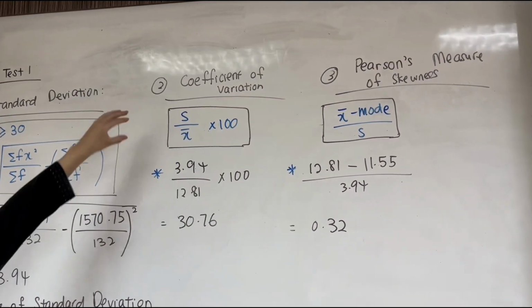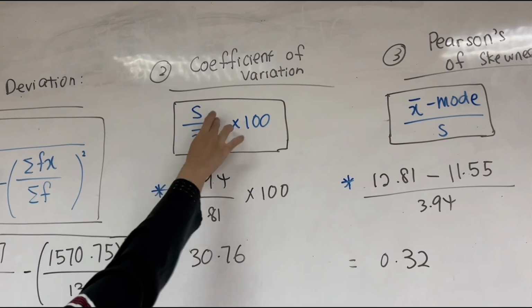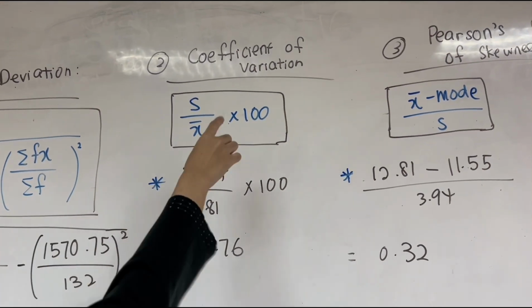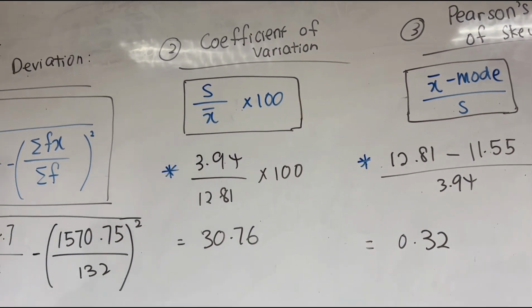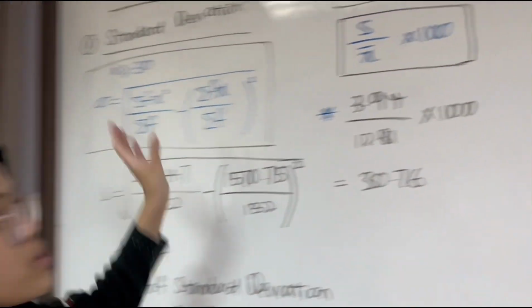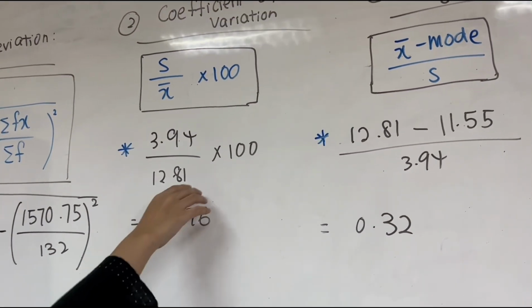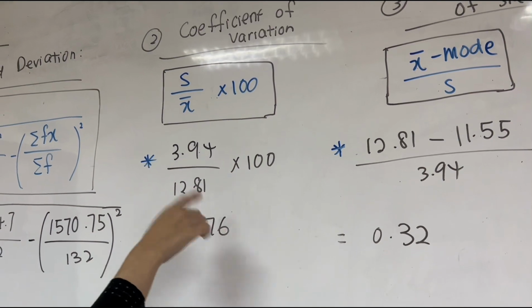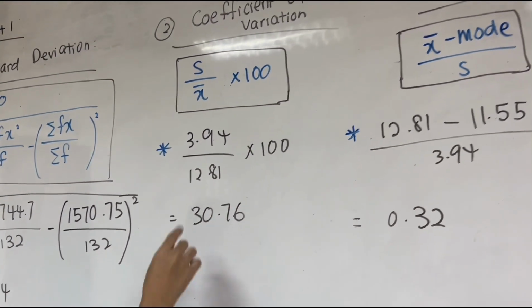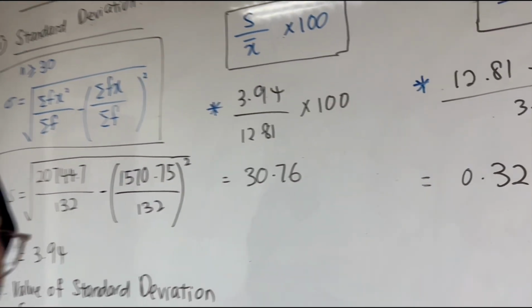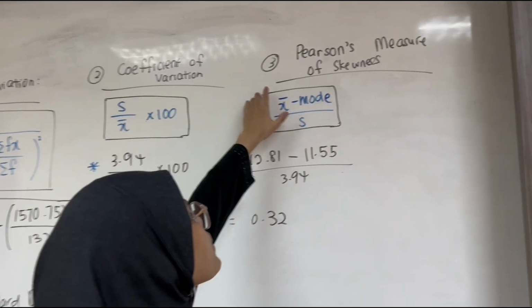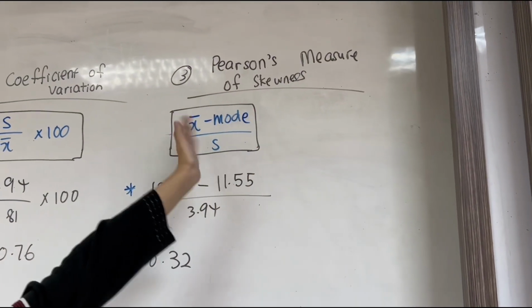So we will use this formula: standard deviation divided by mean, times 100. Okay, so just now we got the value of 3.94. So we just insert it into the formula and we divide 3.94 over 12.81 and times 100 and we will get 30.76. So now we move to Pearson's measure of skewness.